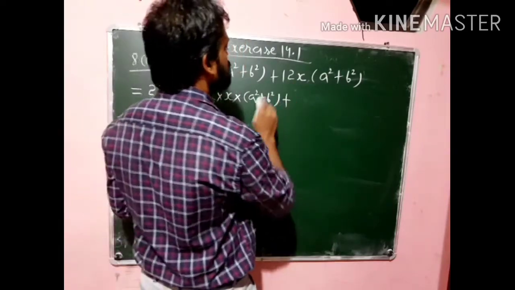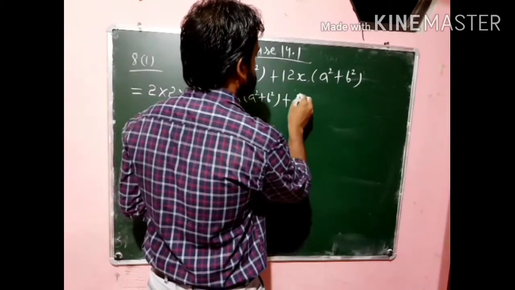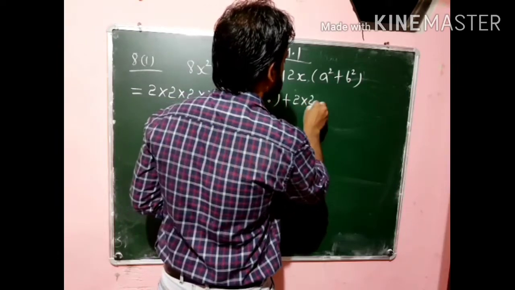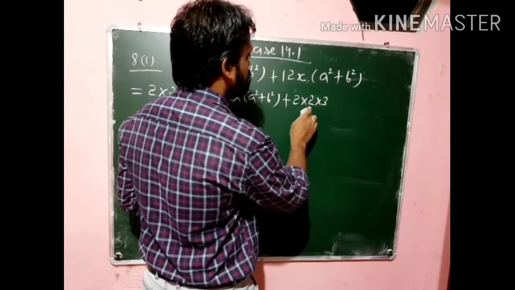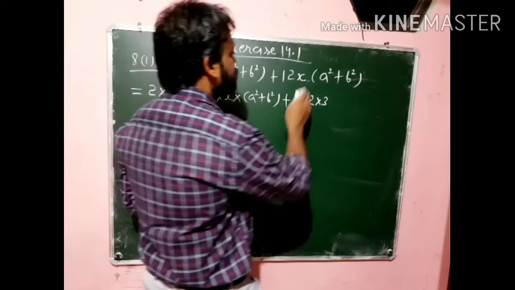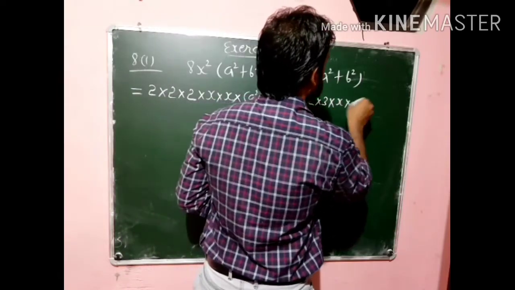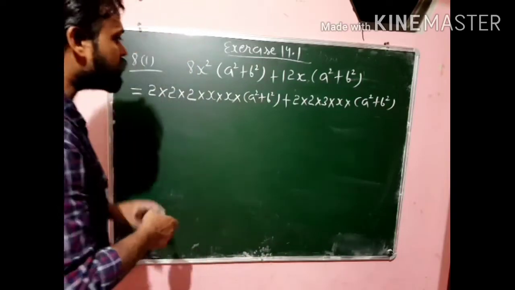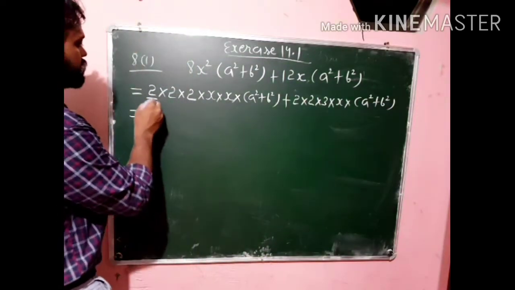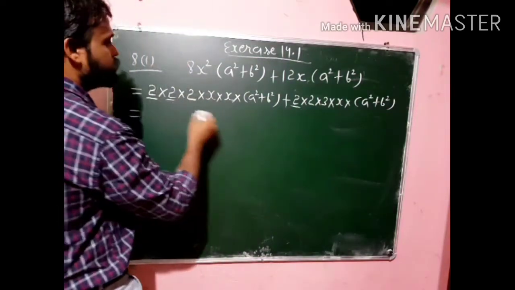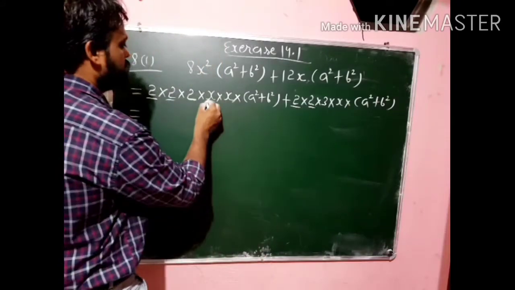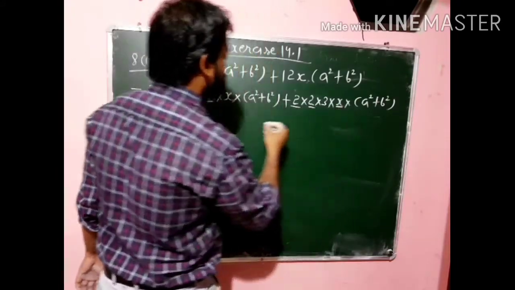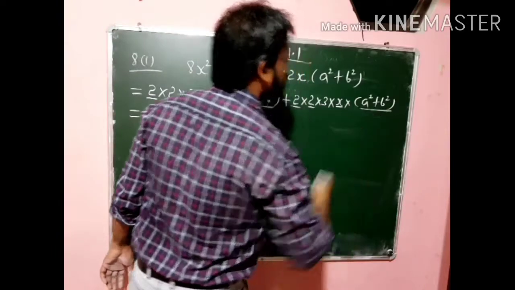And now you can see we have to make the factors of 12 also. So how you can see, this one is 2 into 2 into 3, 2 to the 4, 4 is the 12, and of course this x into a square plus b square. So okay, now mark the common factors, 2 and 2, this 2 and also this 2, and this x and this x, and of course this whole bracket is also common.